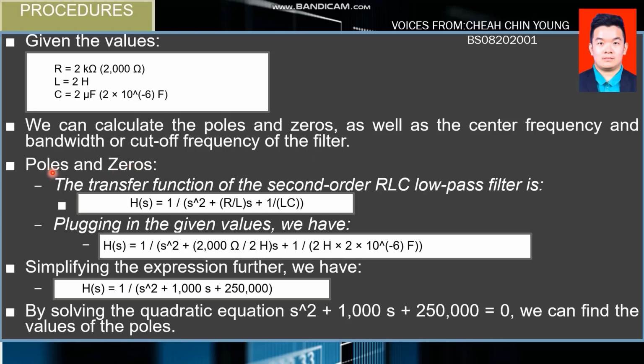First, for the poles and zeros, the transfer function for the second order RLC low-pass filter is H(s) equal to 1 over s squared plus R over L s plus 1 over LC. We can just plug in the values. This is after substitution, and we can simplify. This is our result. By solving the quadratic, s squared plus 1000 s plus 250,000 equal to 0, we can find the values of the poles.